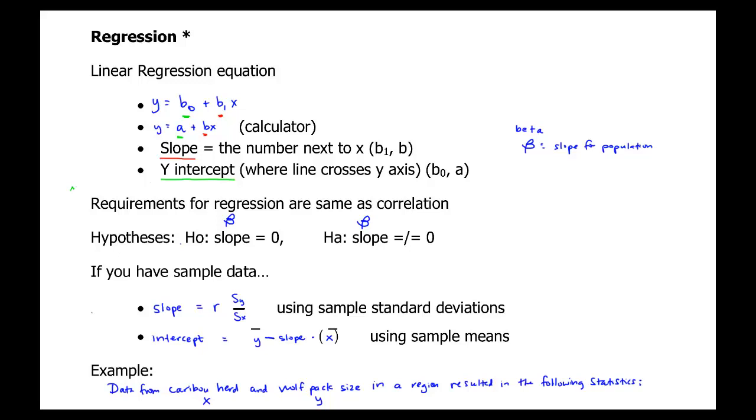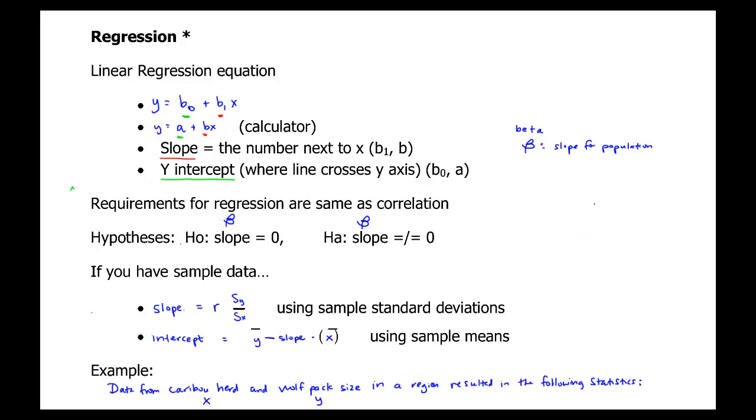Your TI-83 calculator uses the equation y equals a plus bx, but as long as you just remember that the slope is the number that's next to the x and the y-intercept is the other number that's by itself, you should be okay no matter what letter gets used to describe it. Just a quick note over on the side here, the population slope is a big letter B called beta. It's a Greek letter, just like any other population notation.